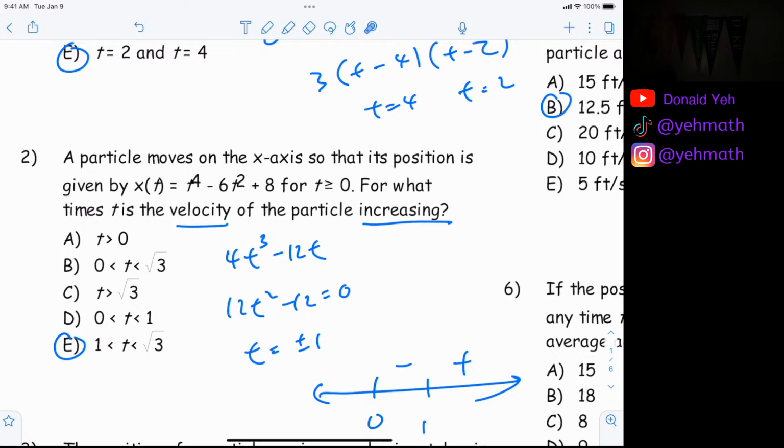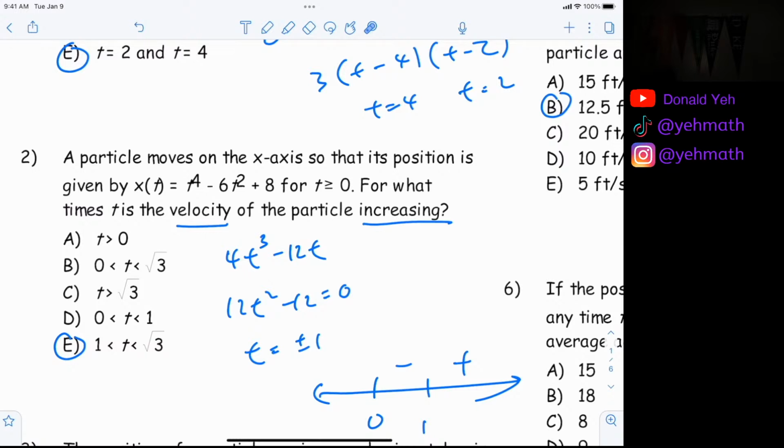Yeah, but the thing is, I'm not trying to memorize that. I'm trying to understand what increasing means. Increasing means I have to take a derivative and see if the derivative is positive or negative. So I take a second derivative, set it equal to 0, and do a number line test, because the second derivative is asking if velocity is increasing.